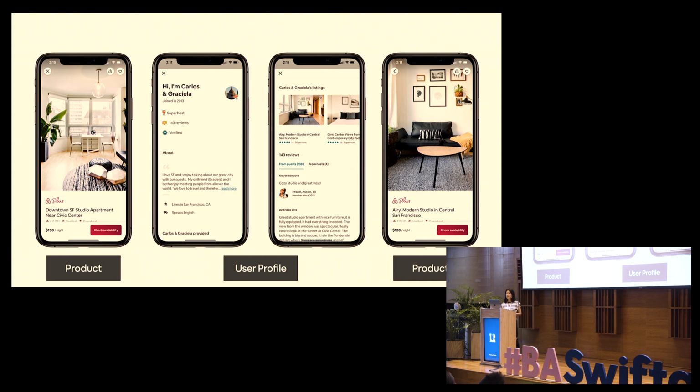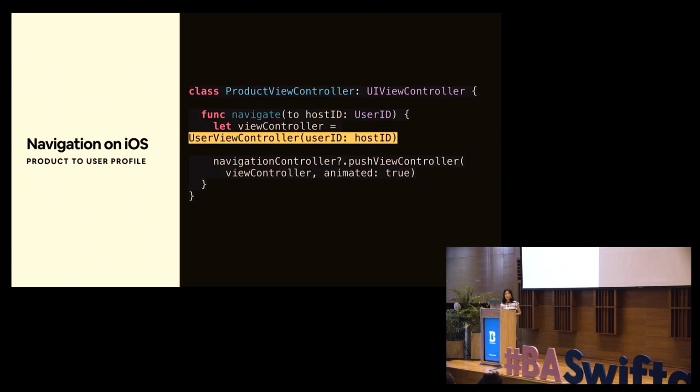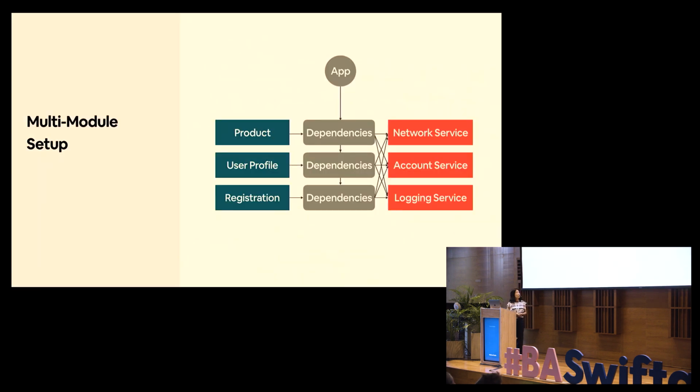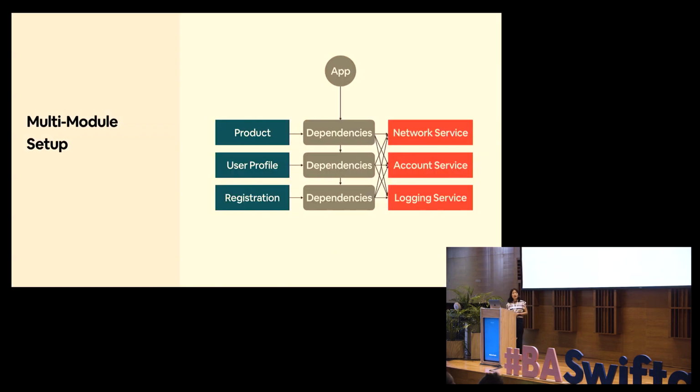And how does this look in the code? If you have a single module set up, you construct a view controller, in this case, a user view controller, and then you push it onto the navigation stack. Pretty simple. However, what if product and user profile screens are defined in different modules?